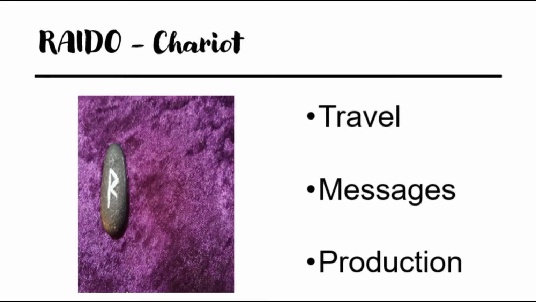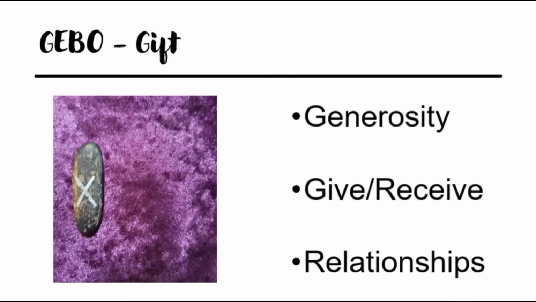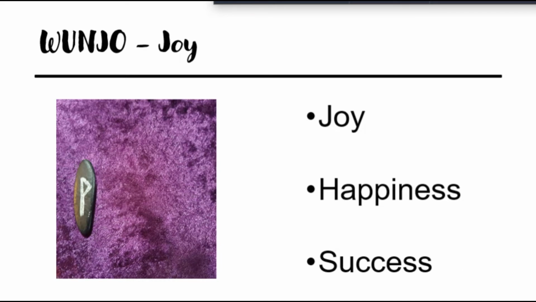Rado is a chariot. So if you think of a chariot being a vehicle that you travel in, it has all of those connections: travel, messages, and production. Kanaz is fire. So fire is vital, so you have vitality, creativity, guidance. Then you've got Gebu, or Gifu, as I've been taught to say it. It means gift, and gift is generosity, of course, and it's about giving and receiving gifts, and it's also a rune that could relate to relationships as well. Next we have Wunyo, or Win, as I was taught to pronounce it, and it means joy. So obviously it stands for joy, happiness, and success.